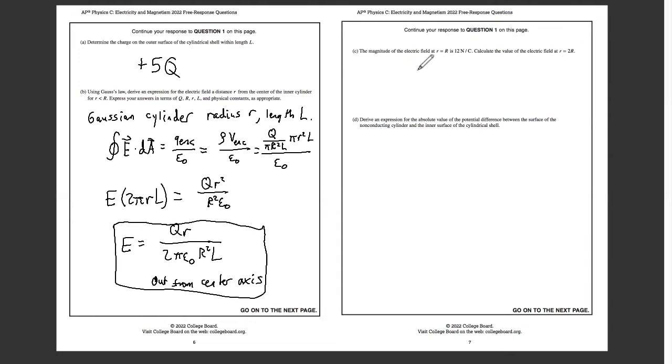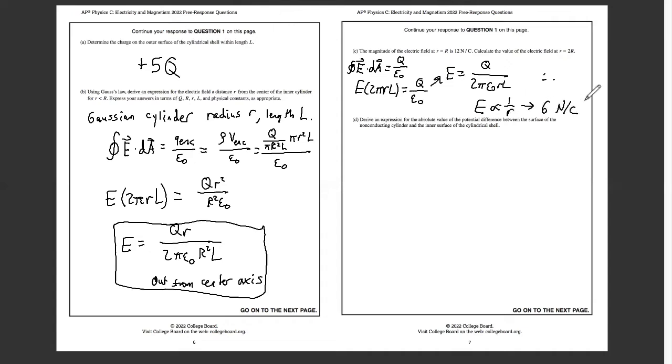All right, for part C, it's asking, if little r is bigger than big R, how does the electric field go? In that case, Gauss's law would tell us a very similar equation. So this would be equal to Q over epsilon naught. The area of my Gaussian cylinder, if little r is bigger than big R, would be 2 pi little r L. Enclosed charge again is just plus Q. Therefore, the electric field is Q over 2 pi epsilon naught r L. Therefore, E is proportional to 1 over r. So I get 6 newtons per coulomb. Double the radius, cut the electric field in half.